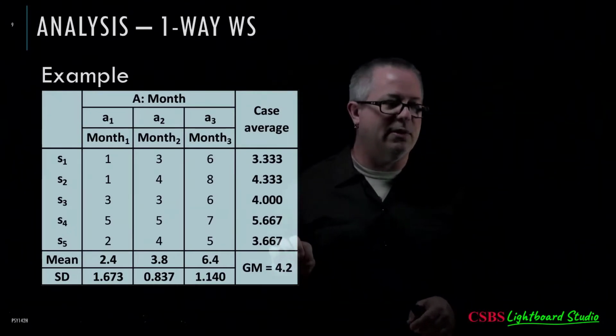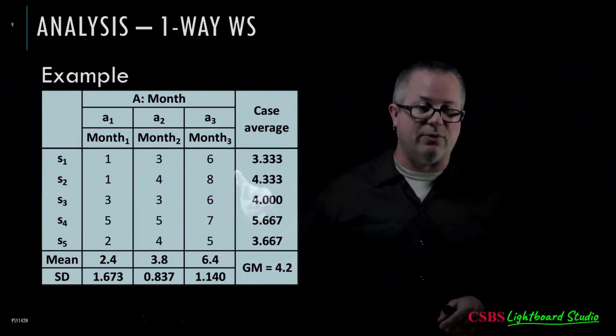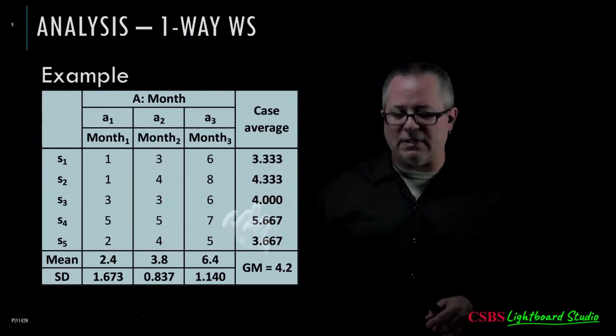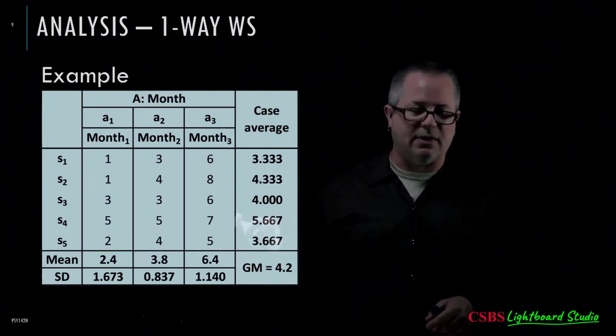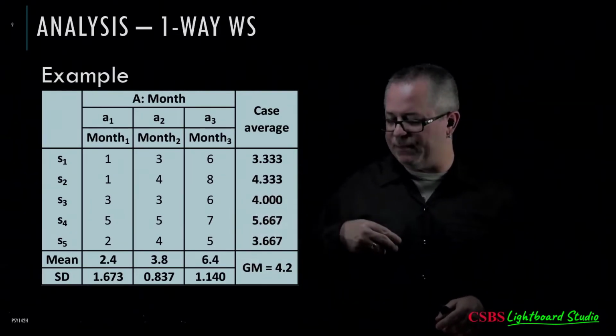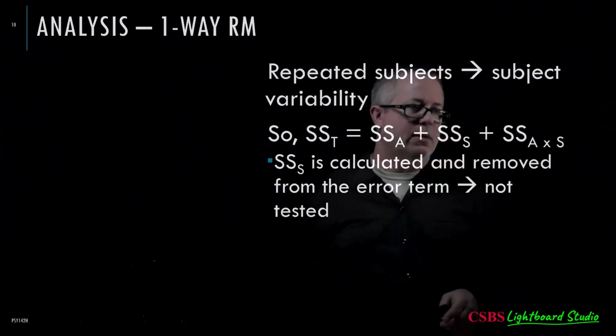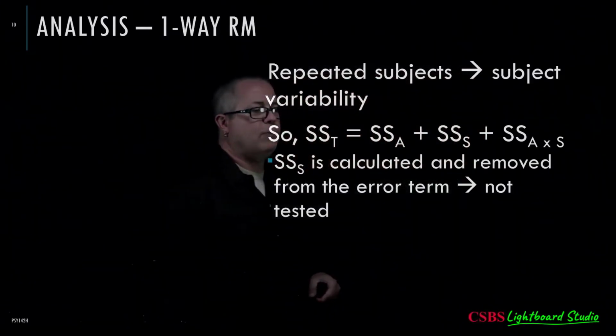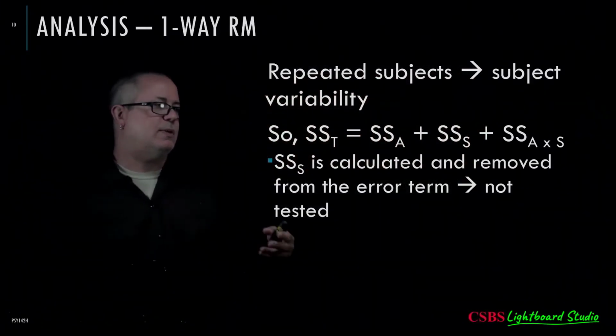That's a bit morbid. Literally, it's like subjects dropping out because they're dying, but they still call it mortality, even though I think I just like dropout sounds better. But anyway, so we got repeated subjects, which means there's subject variability.